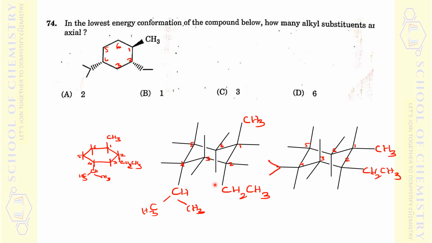So now in this one, all the three are axial. Here all the three are equatorial, and this will be more stable. Now if you count the alkyl substituents which are in axial position, actually there are 0. But none of the given answers matches with that.